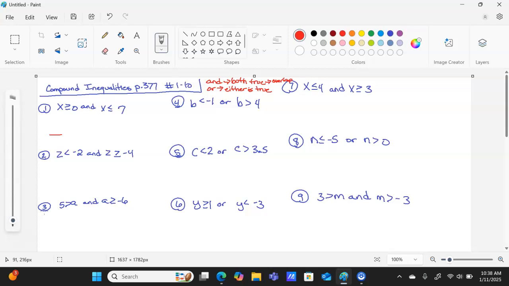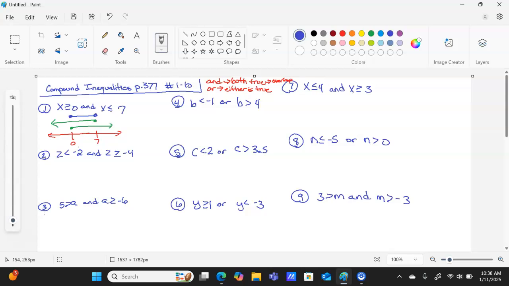So on number 1, what I always do is I graph both. So here's 0 and here's 7. You don't need to number out anything else. Just have them in their relative positions. 0 is less than 7. So I'm going to have greater than or equal to 0, less than or equal to 7. Where do they overlap? They overlap between 0 and 7.